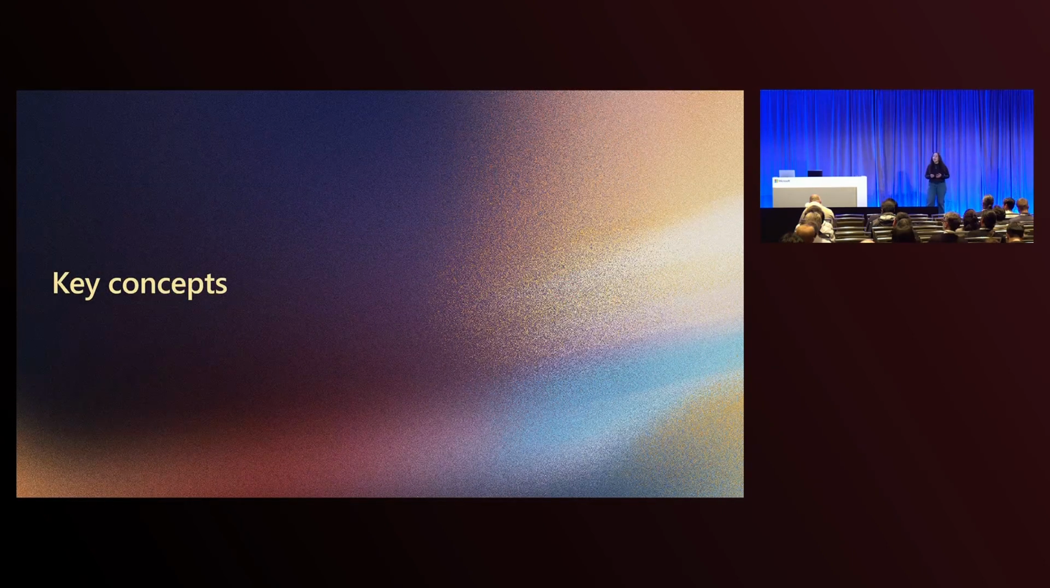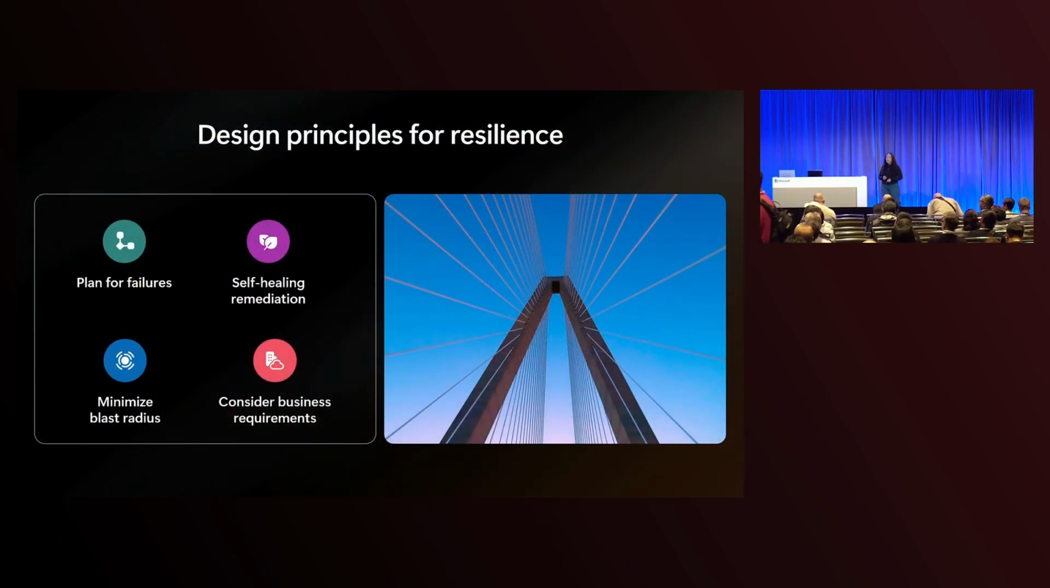Let's take a look at some key concepts so that we can plan for resiliency up front so that our application remains highly responsive and is able to satisfy our user requests. We're going to cover some design principles for building resilient applications. First, in a distributed system, things will go wrong. So we need to plan for failures up front. We'll look at several self-healing remediation tactics that we can use to ensure that when something inevitably goes wrong, our system is able to automatically handle the failure and reduce dependency on human intervention.